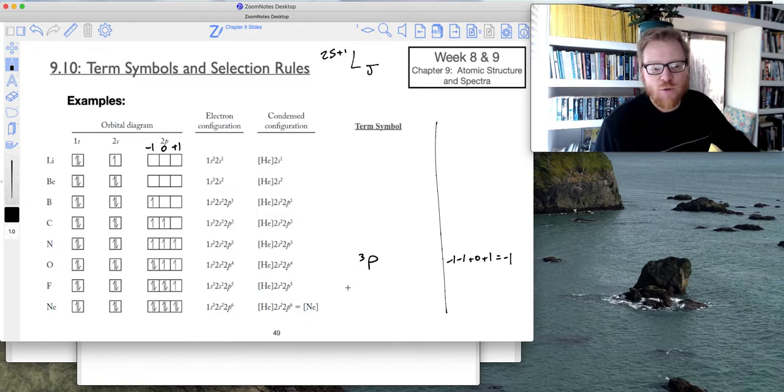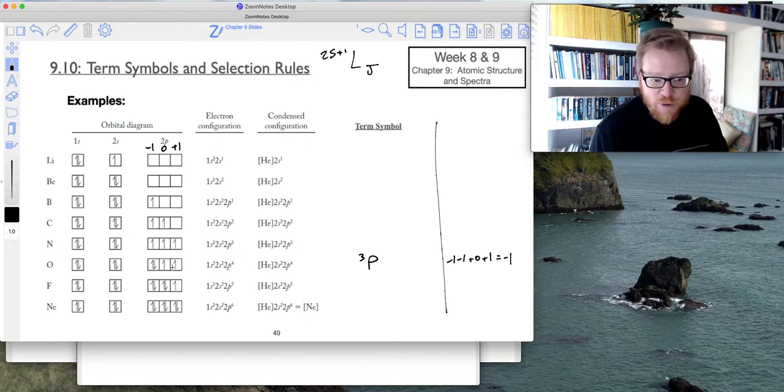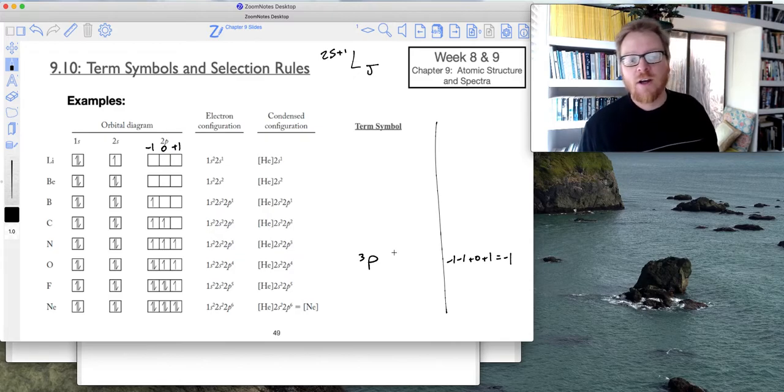Triplet. The other thing to recognize is that when we see 2 unpaired electrons like that, even though we have a paired state, the paired state is going to cancel out. So you could really just look at this and see 2 unpaired electrons. Automatically, that's got to be a triplet.